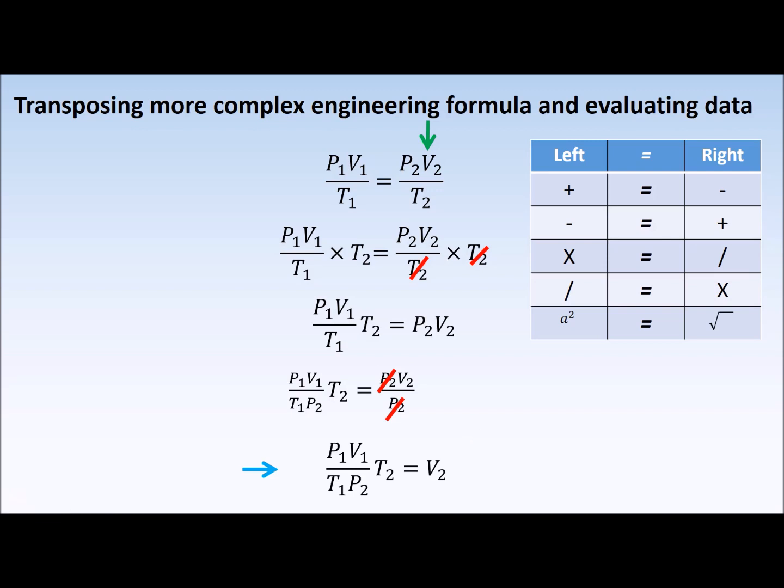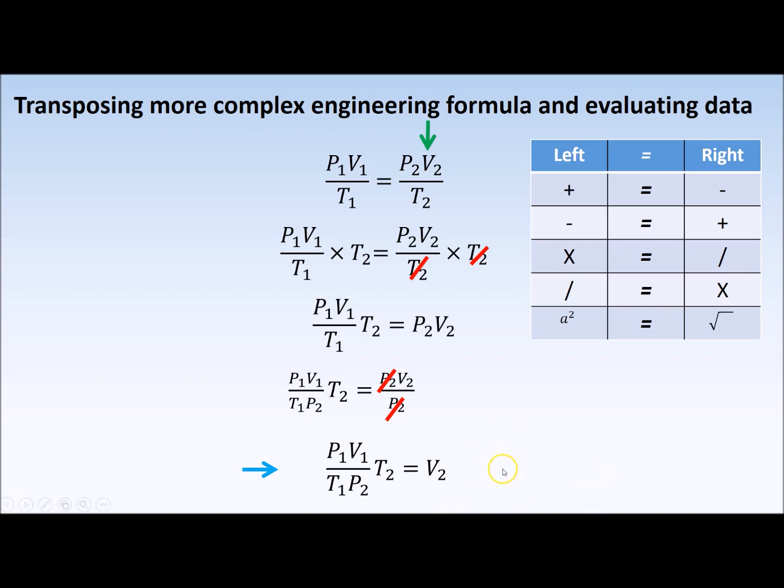Which then brings us to our final formula to find V2, the final volume. V2 is equal to the initial pressure times the initial volume, divided by the initial temperature times the final pressure, and all of that times the final temperature. And that is our completed equation.